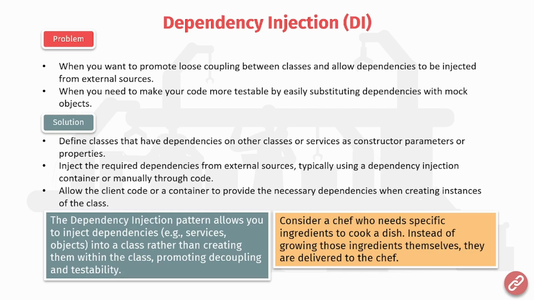Okay, now we'll discuss dependency injection. So the problem here is if you want to promote loose coupling between classes and allow dependencies to be injected from external sources. Imagine you want to do something in your class, but you need to depend on some other class to do it. Then every time you want to do that, you will have to create an object from that class, right?